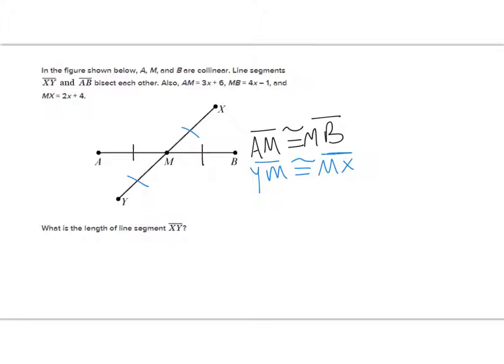We know that AM, which I'm going to mark with black, AM is 3x plus 6. We know that MB is 4x minus 1. And we know that MX is equal to 2x plus 4.